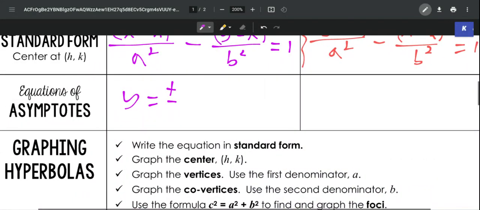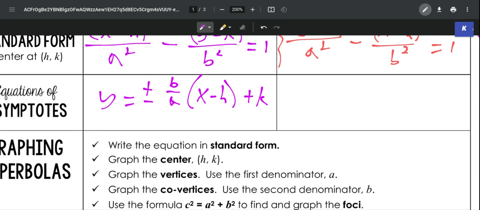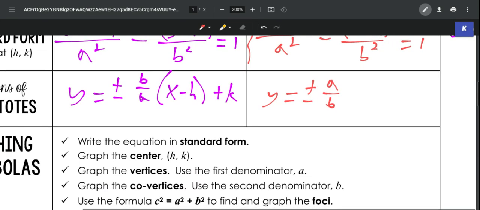You say for a horizontal, you say y is equal to plus or minus a over b, or b over a, times x minus h plus k. And then for a vertical, we just switch a and b. So now it's y is equal to plus or minus a over b times x minus h plus k.